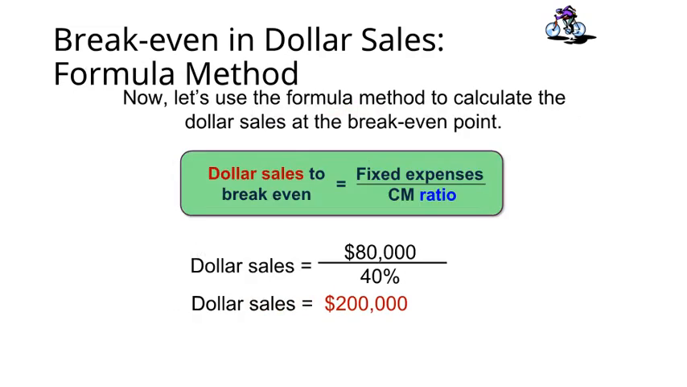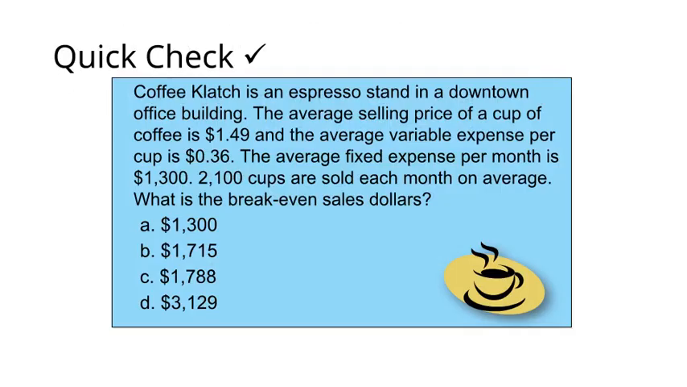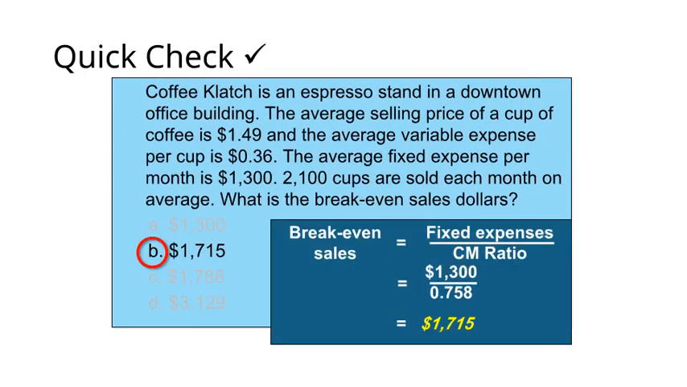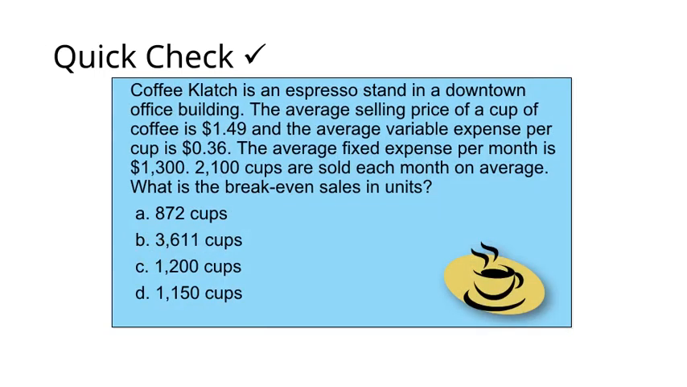You can see that if we elect to use the formula method, we calculate the same $200,000 sales at the break-even point. Let's calculate the break-even in sales dollars for Coffee Klatch. With a contribution margin ratio of 75.8%, rounded, break-even sales revenue is $1,715.